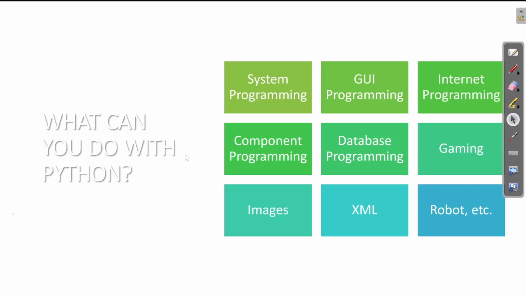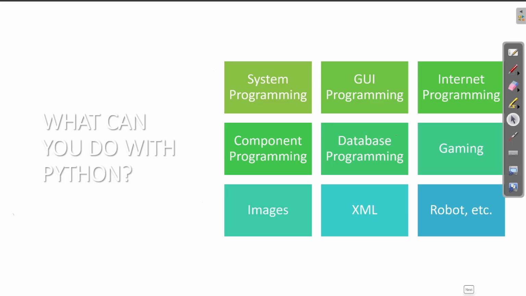So now, what can we do with Python? We can create system programming, we can create graphical user interfaces, we can do internet programming like cloud-based services such as AWS and other things. We can do component programming, we can create databases, we can create gaming applications, we can deal with images, XML and robots. So we can do multiple things using the Python programming language that we have already discussed.